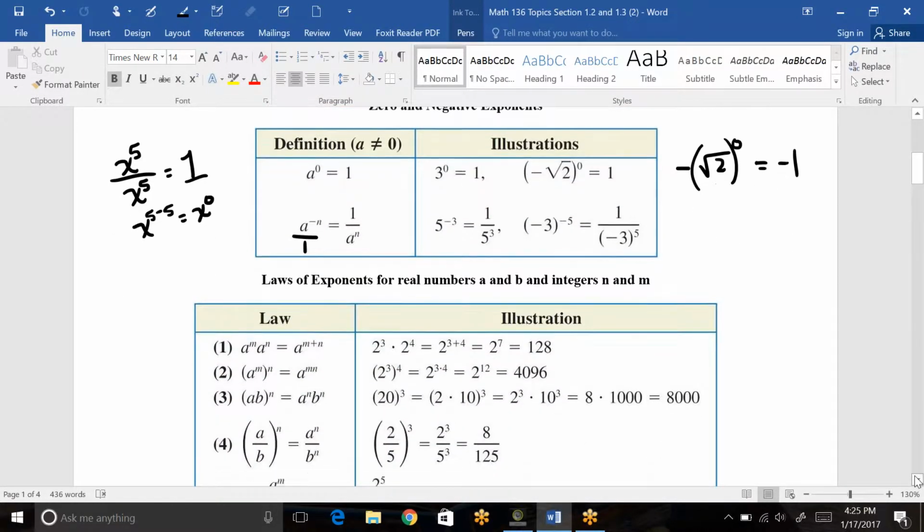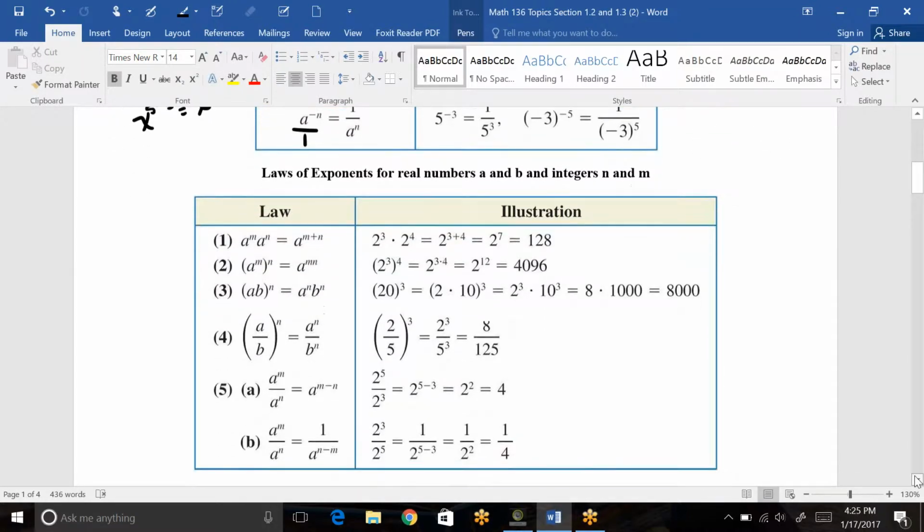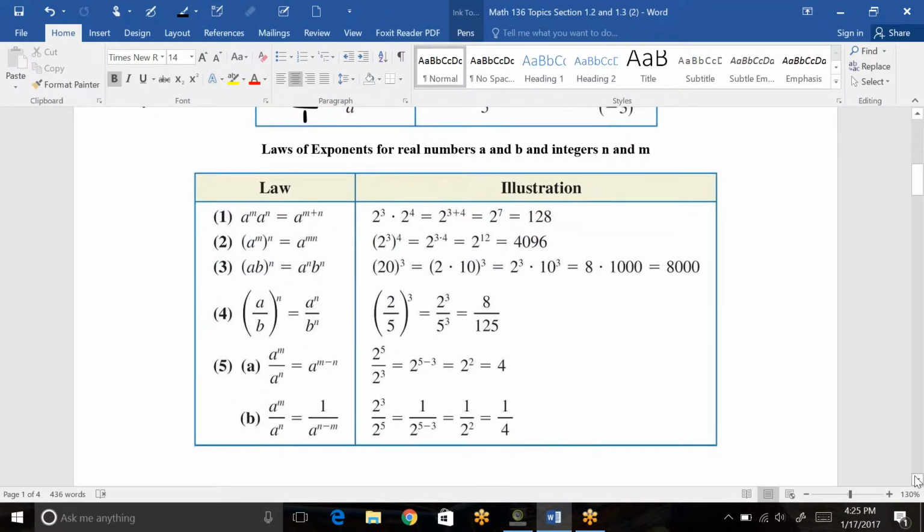Okay, so this is a review of properties that you would have covered in a previous math class, hopefully. These are called our exponent laws. And the big ones are that if you multiply same bases together, we add the exponents. If you raise a base to a power and then raise it to another power again, then you multiply the exponents.